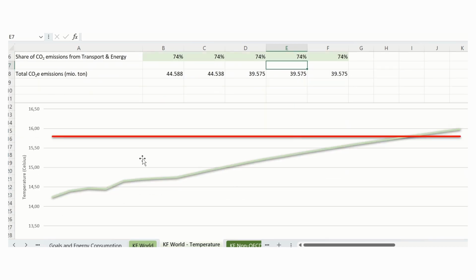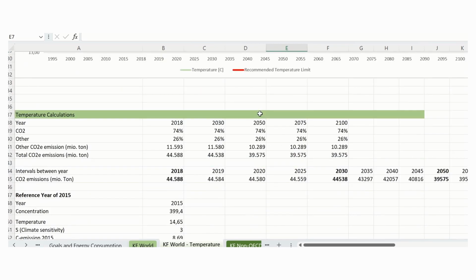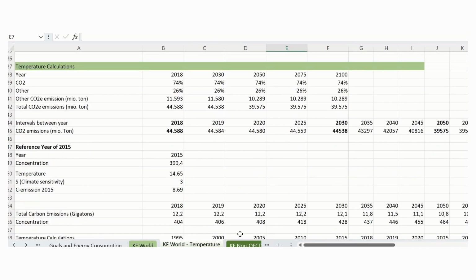In this figure here, you can see this is the Paris target, and this here is a figure for your scenario. And you can see here in your scenario, you will have higher CO2 emissions than the Paris target. The way these temperatures are calculated is shown here. You need not change these figures here. I will just explain to you how these figures are calculated.